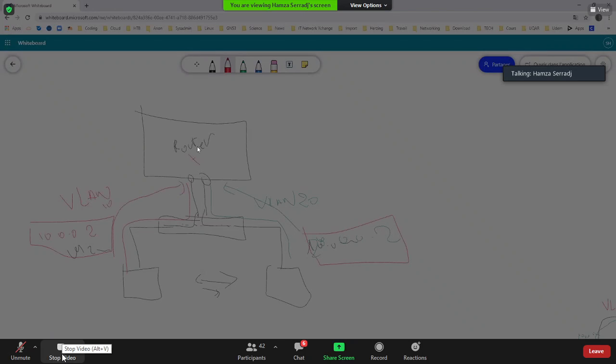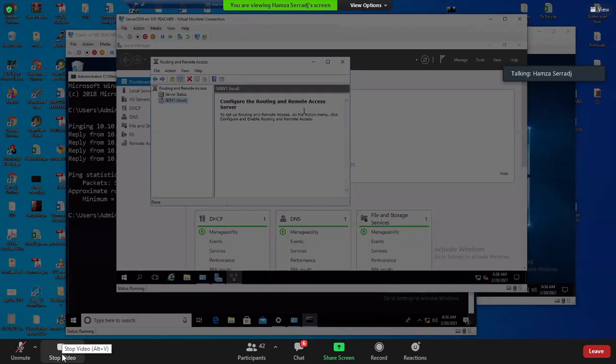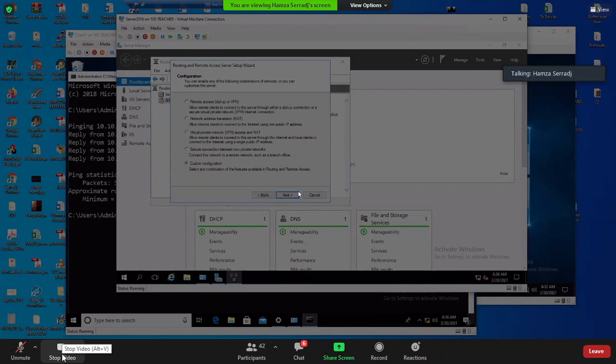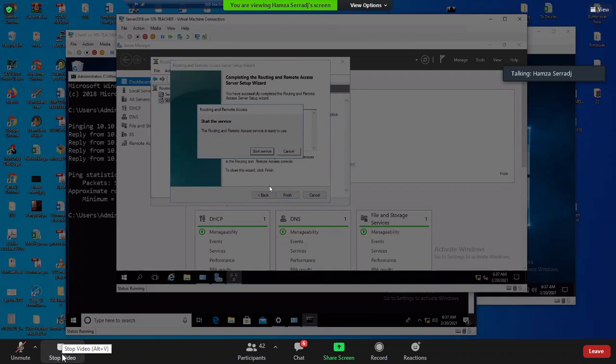Now I'm gonna take care of my routing, and I will be able to ping from one side to another side. Through what? Through one switch in 2 different networks, right? Because they are virtual networks, VLANs. There you go. Told you it's easy. Okay, let's create this. Configure and enable routing and remote access, next. Custom configuration, next. LAN routing, next. Finish. There you go. Start service.